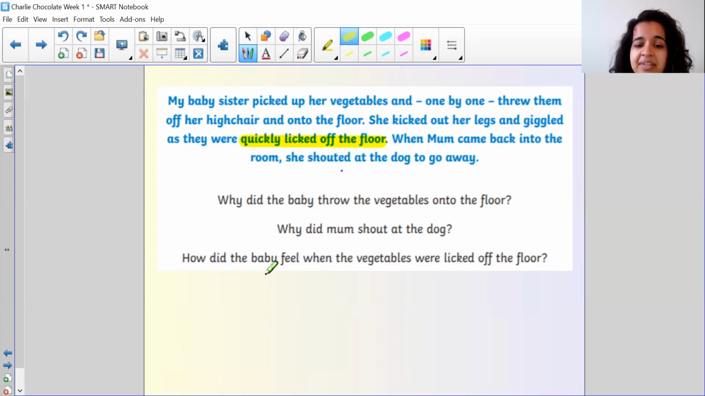And finally, how did the baby feel when the vegetables were licked off the floor? Okay, so here's that word over there. You're going back to the text. She's giggling. She's kicking out her legs and she's giggling. Giggling means laughing. So how is she feeling as the dog has licked the vegetables off the floor? Well, probably really happy that he's done it, okay, and feeling a little bit excited, a little bit cheeky, okay.